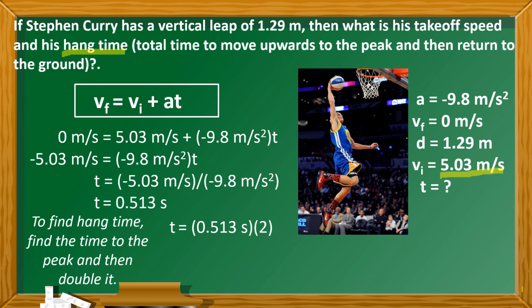Therefore, the equation would be 0.513 seconds times 2, giving us an answer of 1.03 seconds. Therefore, Stephen Curry has a takeoff speed of 5.03 meters per second and a hang time of 1.03 seconds.